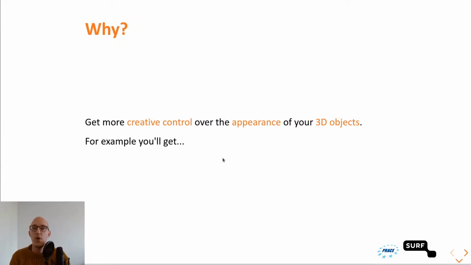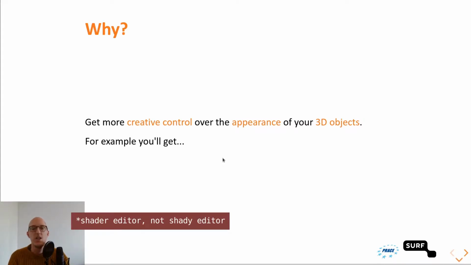So why do we do this? Well, of course, same as in the basic course, you want to have creative control over the appearance of your 3D objects. And in this case, we're going to give you even more creative control over these objects. I would say it gives you even an infinite amount of control over the appearance of your 3D objects. The shader editor is very, very powerful when it comes to that.